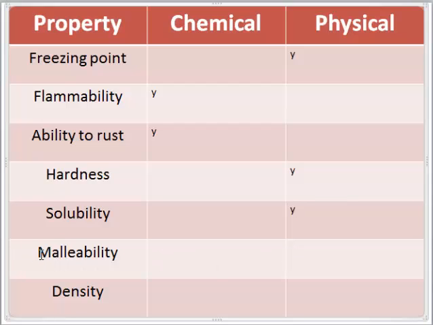Malleability, so this is the ability to make those thin sheets. So once again, think of like aluminum foil. That's going to be a physical trait. And density, you can put something in water and see where it floats and figure out the density and compare that to the density of water, and you don't change the substance. So that is going to be a physical trait.